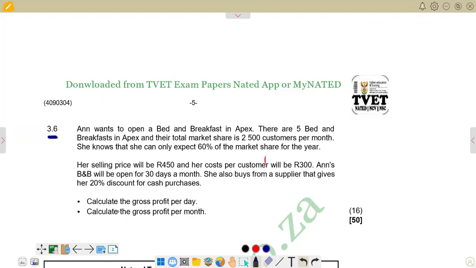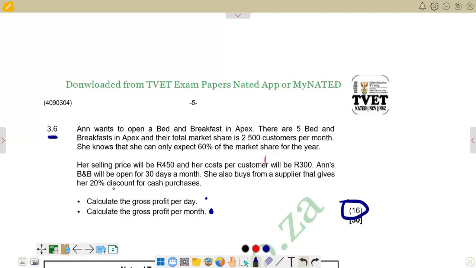Then on the question part, we're going to calculate the gross profit per day and then calculate the gross profit per month. So let's take note of the key points on which we are going to make our calculations. We have got 16 marks. So on our answer section, we are going to first find out the market potential per day, and then the market potential share and the supply analysis. Supply analysis being the discount that is being offered.